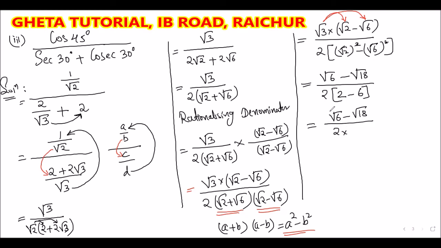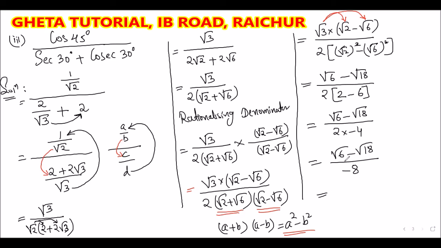What is the answer for 2 minus 6? Minus 4. So here what is the answer? Root 6 minus root 18 divided by 2 into minus 4. What is the value of 2 into minus 4? Minus 8. So here the denominator is minus 8 that we have got.